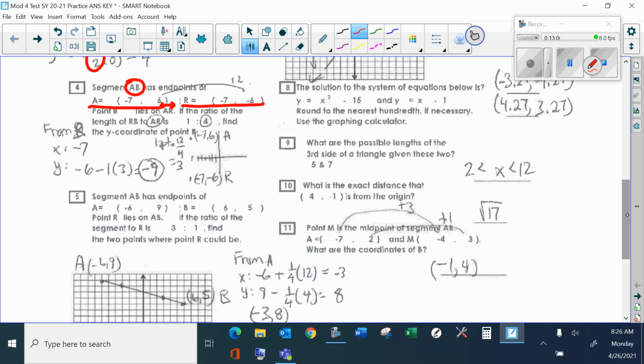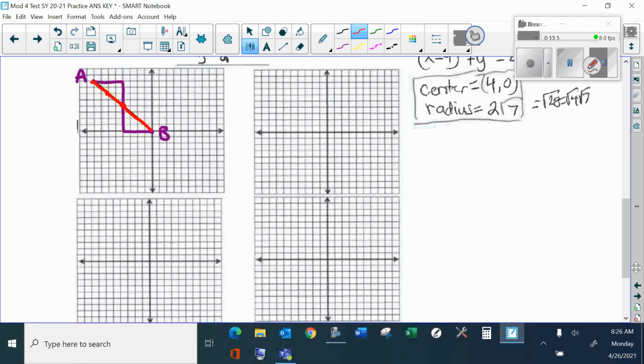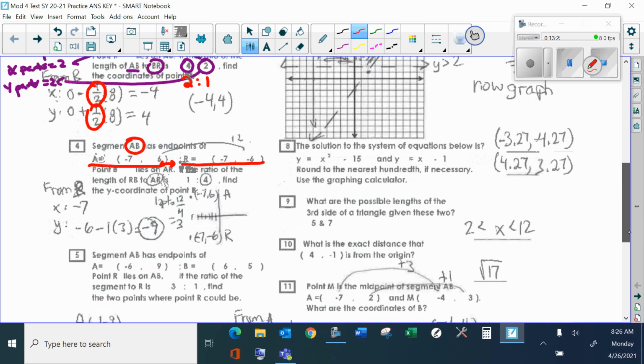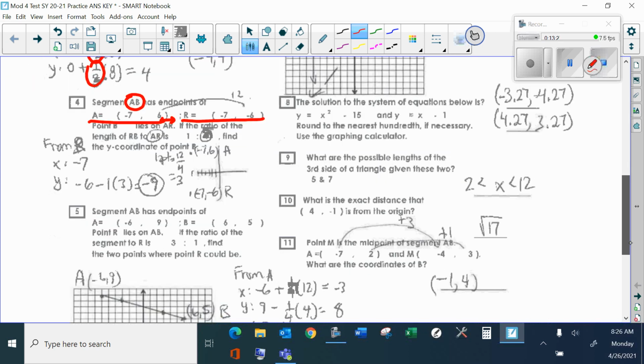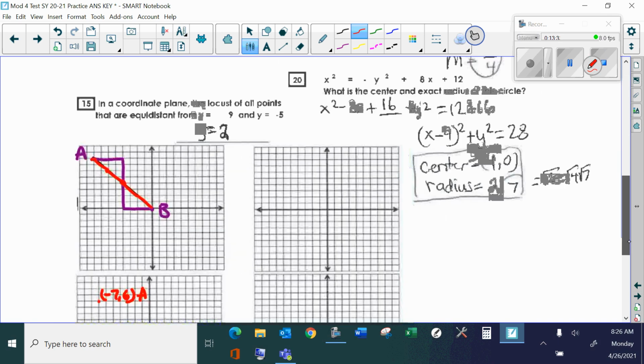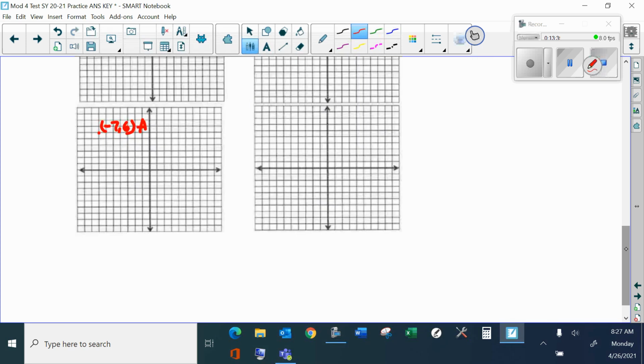So let's plot that here. A is -7, 6. Go to the back side again. -7, 6: 1, 2, 3, 4, 5, 6. That's A. R says what? R is -7, -6. Pull it down more. -7, -6: 1, 2, 3, 4, 5, 6. There's R.